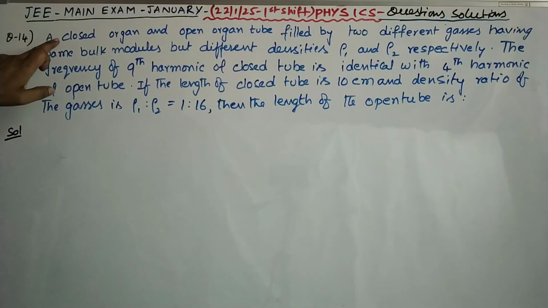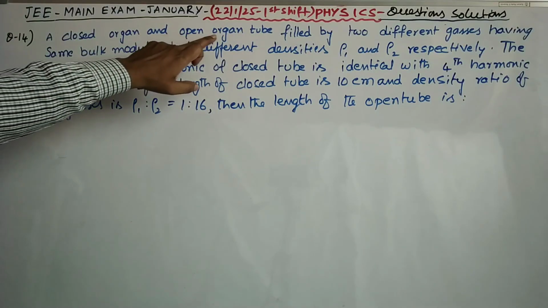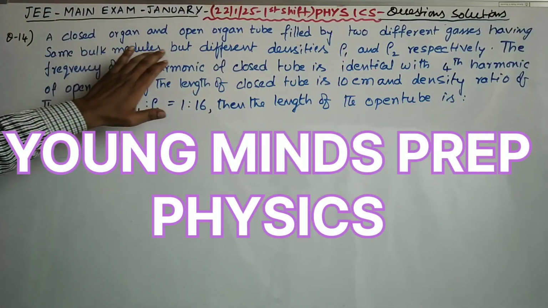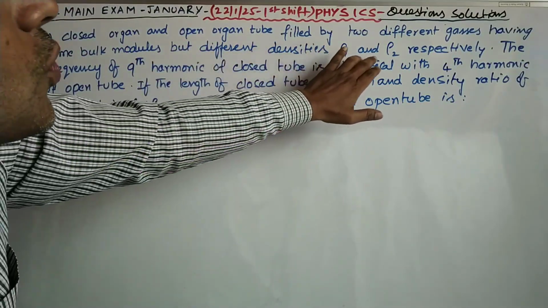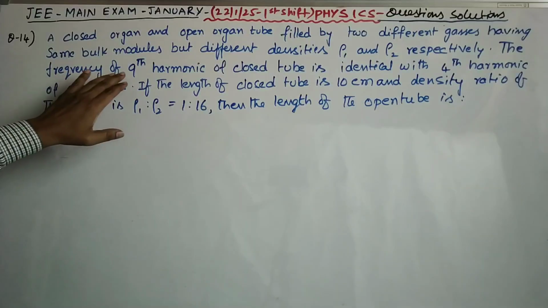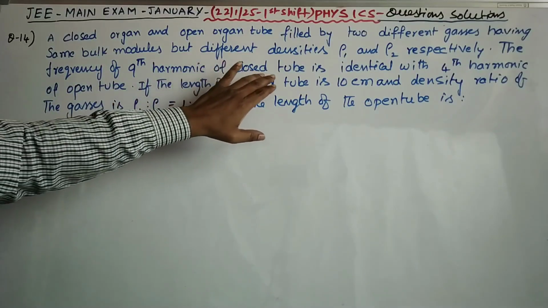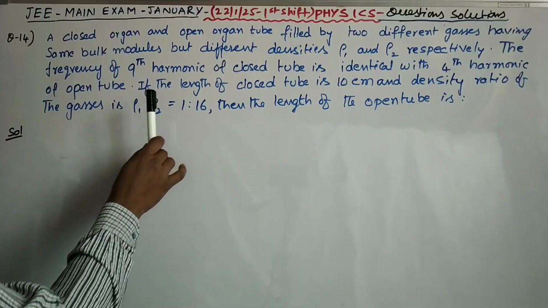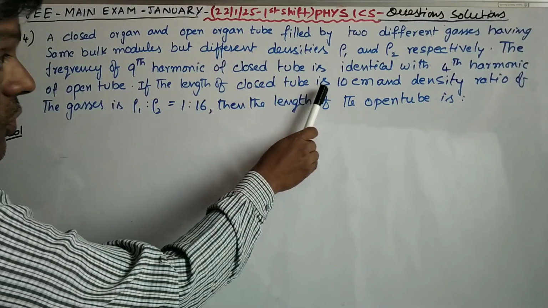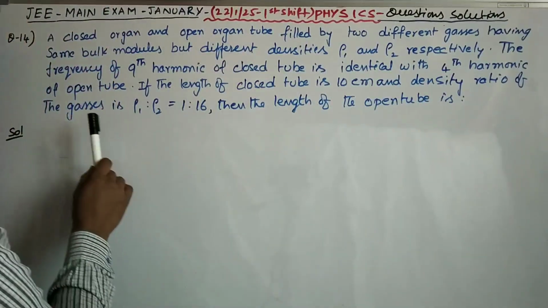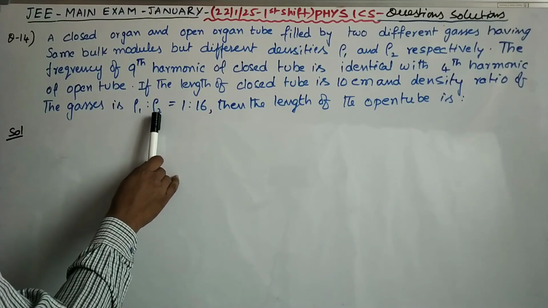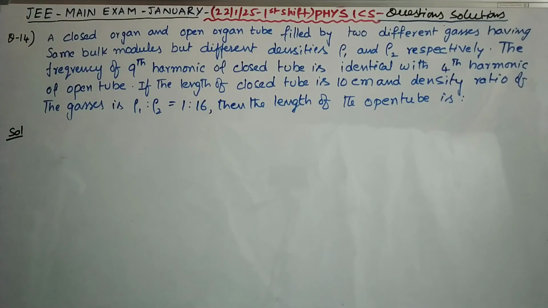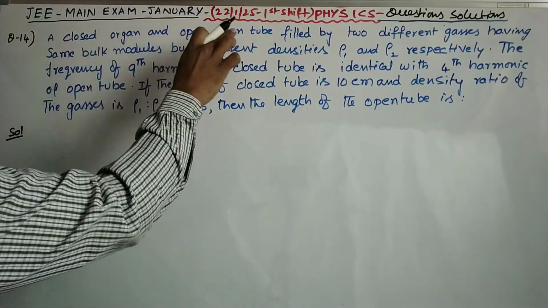The 14th question. A closed organ tube and an open organ tube are filled by two different gases having the same bulk modulus but different densities ρ1 and ρ2 respectively. The frequency of the ninth harmonic of the closed tube is identical with the fourth harmonic of the open tube. If the length of the closed tube is 10 cm and the density ratio of the gases ρ1 to ρ2 is 1 to 16, then the length of the open tube is? To see, a closed organ and an open organ.